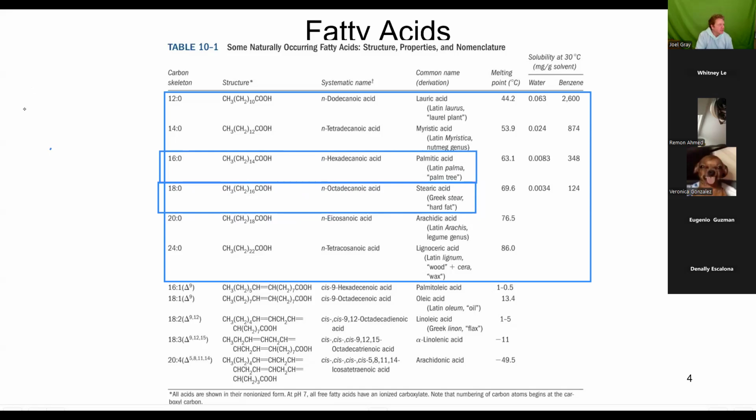Now, those fatty acids have melting points of 63 and 69.6 degrees Celsius. What that means is that they're solid at room temperature, but if you heat them up to 63 or 69 degrees Celsius, that's when they're going to begin melting. Okay. So what is a trend that you notice looking at this table with melting point and number of carbons? How does melting point change as the number of carbons changes? Does it change?